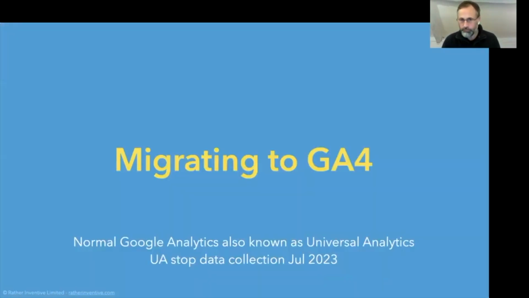Anyway, migrating to Google Analytics 4 is reasonably straightforward. I'm going to give you a little bit of an example. It's difficult to show exactly how it works because once I've migrated a website, it's migrated through to Google Analytics 4, so I'm going to half migrate a website so you can see it working. But the important thing to know is that Universal Analytics will stop data collection next year, July 2023.